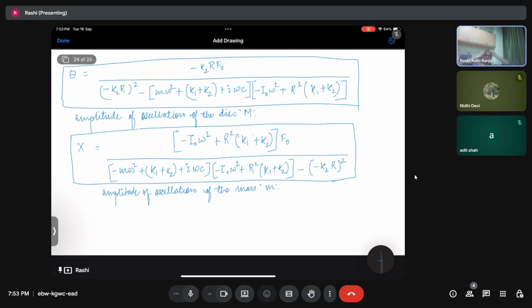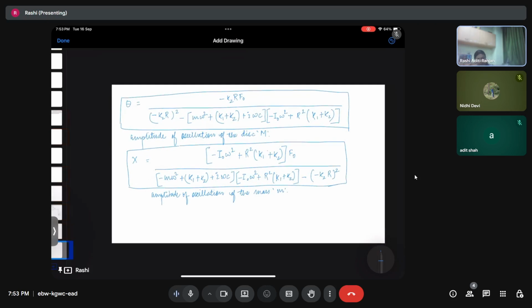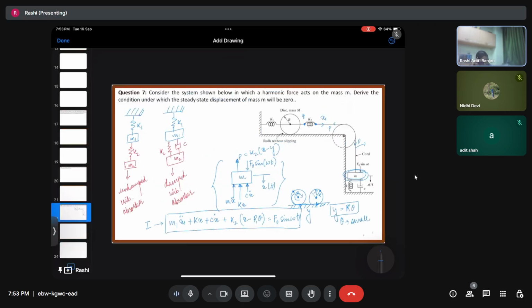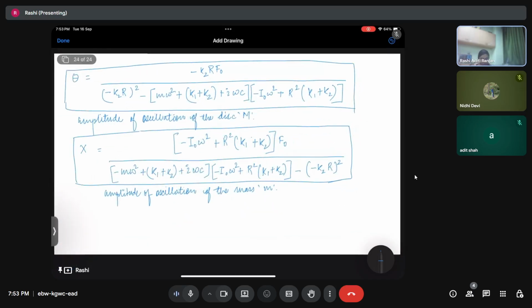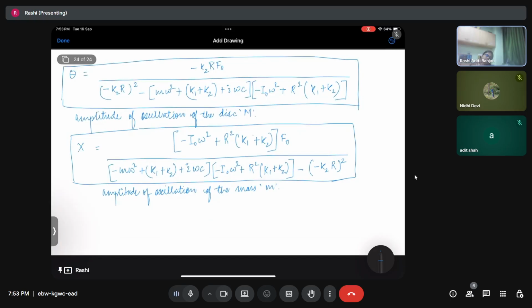Okay, so these are the two equations that we got. Now, if you look over here, we are not concerned about the complex terms that we are getting. Because we have a dashpot involved in the system, the complex term is definitely going to come. We cannot avoid it. But over here, we don't have to find out the full solution. What we need to find out is just the condition under which the steady state displacement of mass m will be zero. So looking at this equation, we don't have to get worried about how to deal with complex equations. We just have to find out the condition.